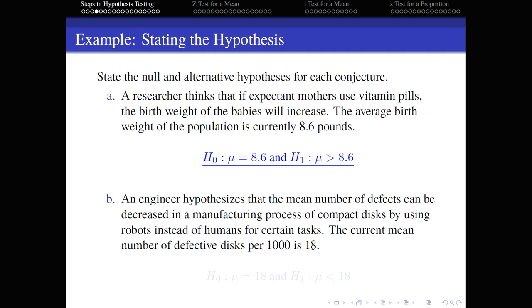All right, coming back, so we've got the null. That is that the mean stays at 18. I used robots instead of humans, and it stayed at 18. The alternative would be that the number of defects decreased, so I want it to go down. So in this case, null hypothesis, mean stays at 18. Alternative hypothesis, mean went down. And if you want to think about that, remember alligator eats the bigger number. So mu is the smaller number. It's down from 18.